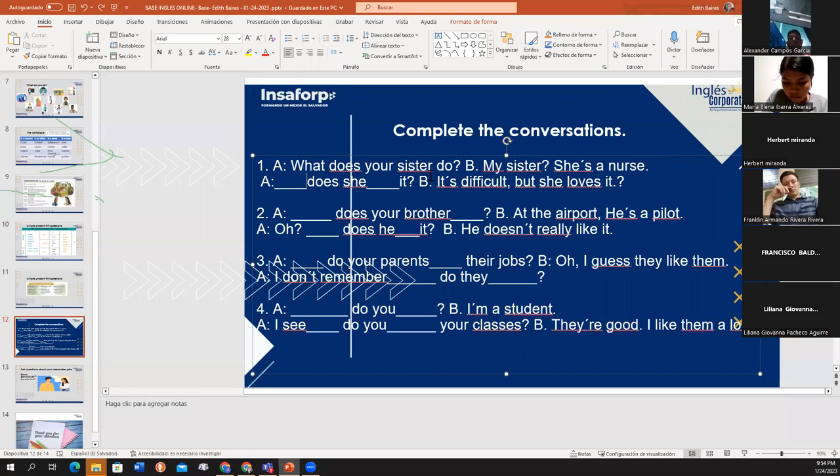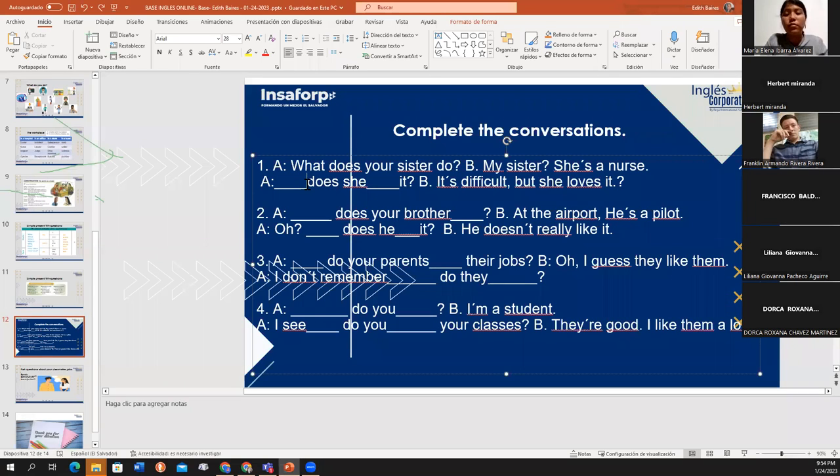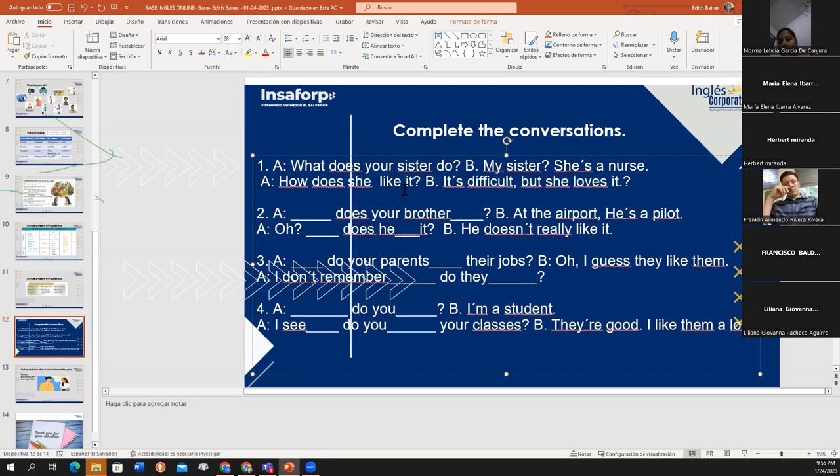Okay. What does your sister do? My sister, she's a nurse. Okay, ¿qué iría aquí, María Elena? What will be the word here? ¿Cuál es la WH word? How much? No. How? How? Does she? What is the verb? ¿Cuál sería el verbo aquí, Ricardo Antonio? Like. How does she like it? It is difficult, but she loves it. Okay.